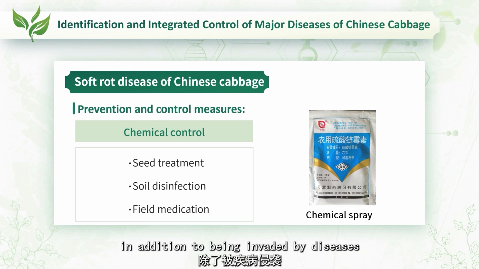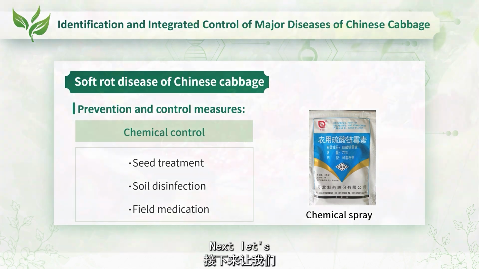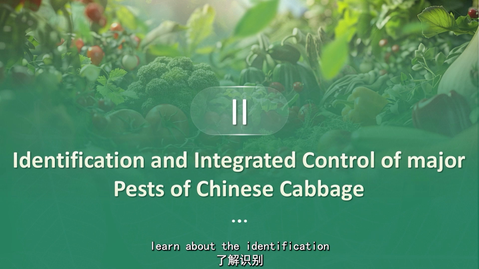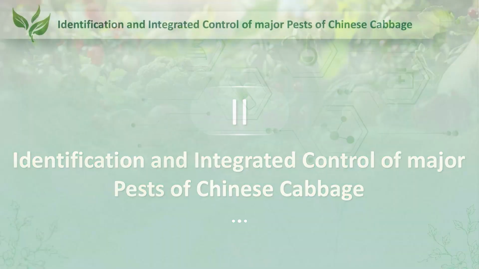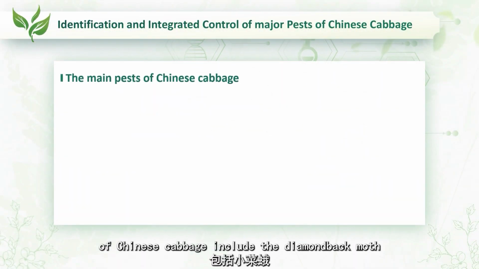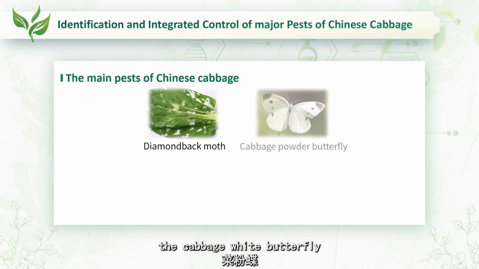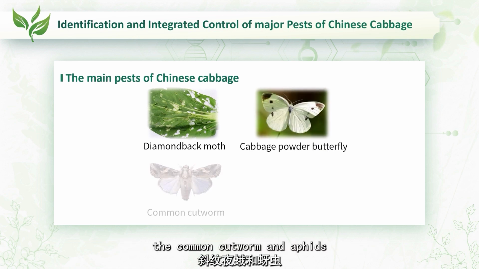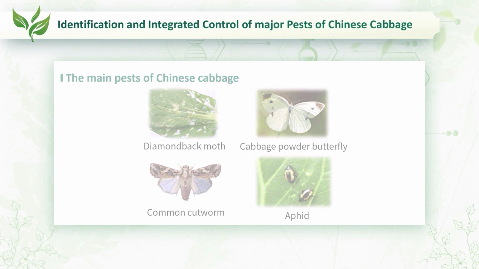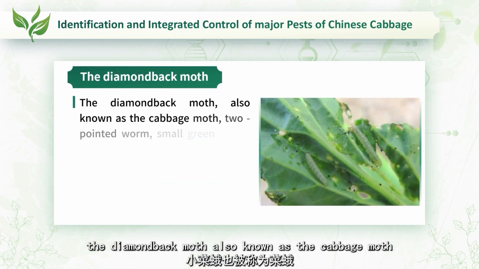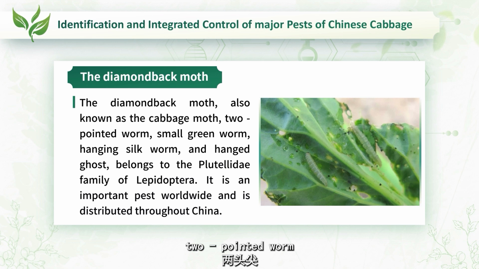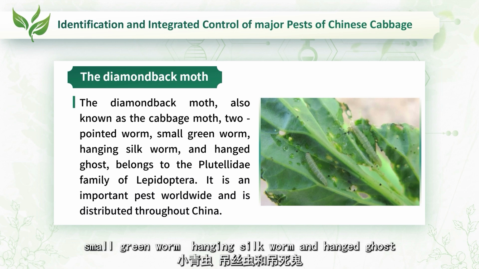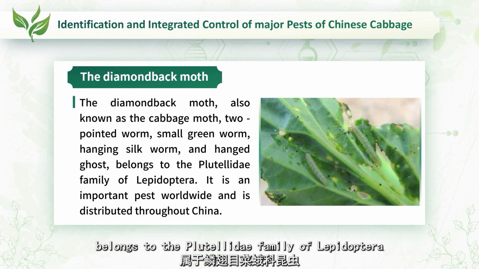In addition to being invaded by diseases, Chinese cabbage is often bitten by pests. Next, let us learn about the identification and integrated control of the main pests of Chinese cabbage. The main pests of Chinese cabbage include the diamondback moth, the cabbage white butterfly, the common cutworm, and aphids. The diamondback moth, also known as the cabbage moth, two-pointed worm, small green worm, hanging silkworm, and hanged ghost, belongs to the Plutellidae family of Lepidoptera.